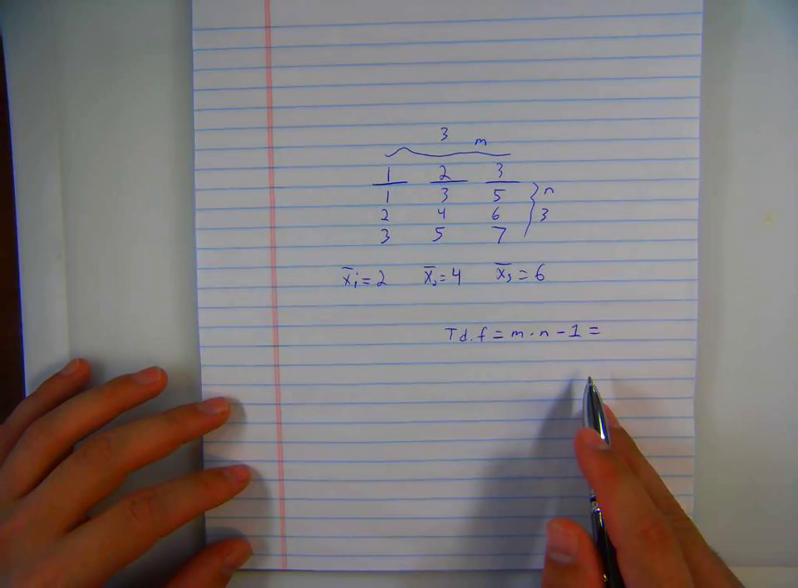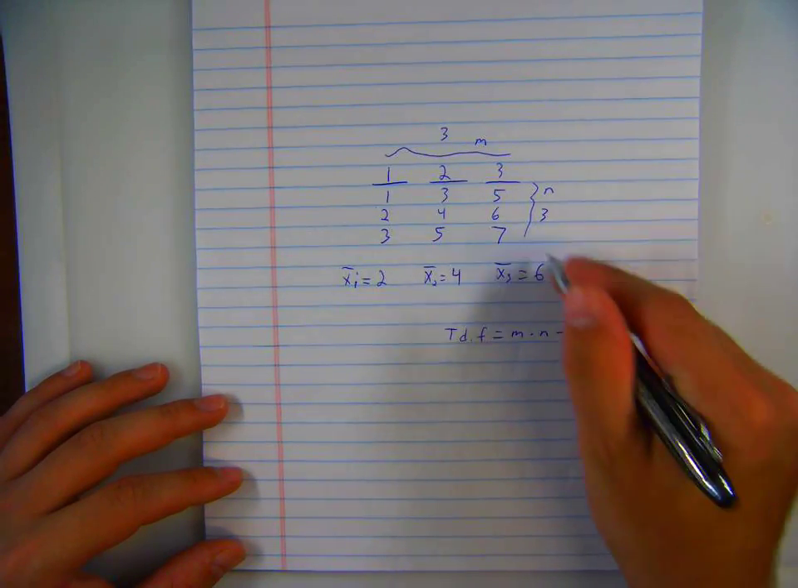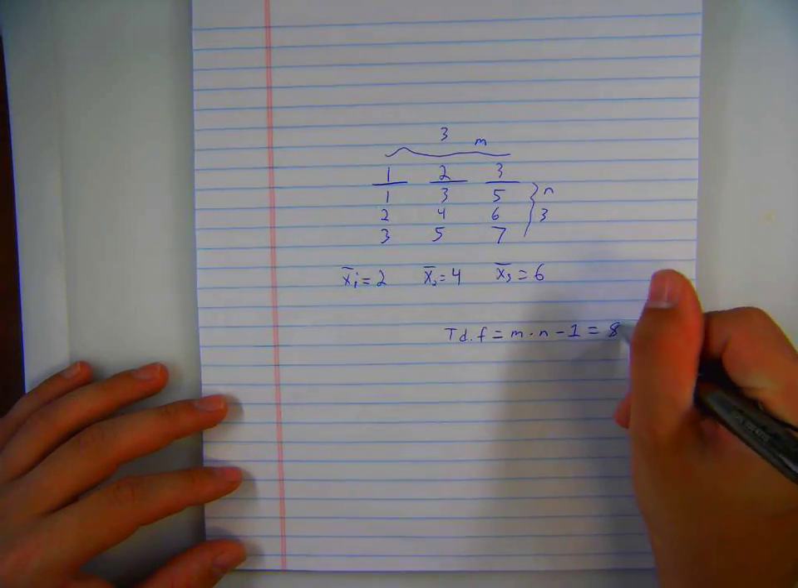So if we're going to calculate this total, we would just take M times N, which is 3 times 3, minus 1, which is going to give us 8.